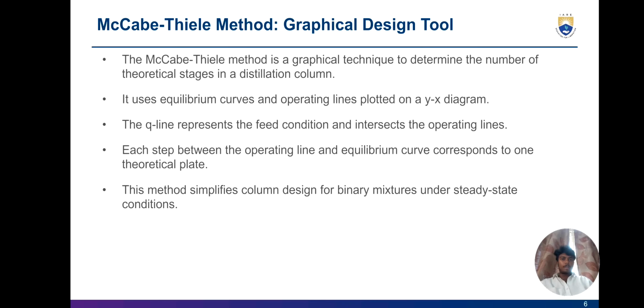McCabe-Thiele method, a graphical design tool. The McCabe-Thiele method is a graphical technique to determine the number of theoretical stages in a distillation column. It uses equilibrium curves and operating lines plotted on an x-y diagram. The q-line represents the feed condition and intersects the operating lines. Each step between the operating line and equilibrium curve corresponds to one theoretical stage. This method simplifies column design for binary mixtures under steady-state conditions.